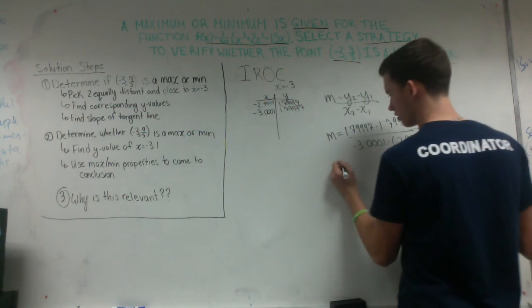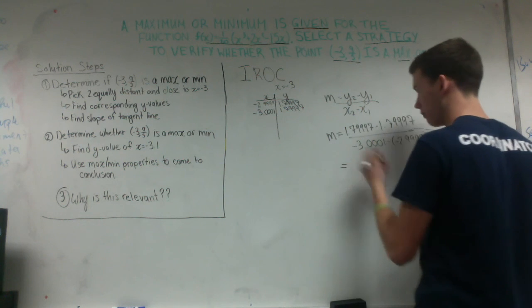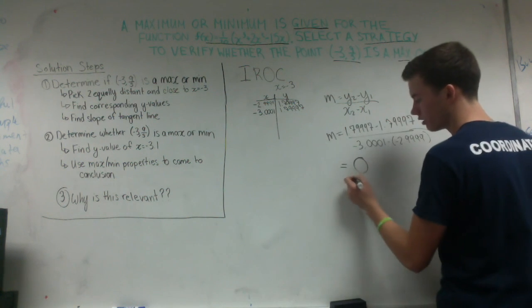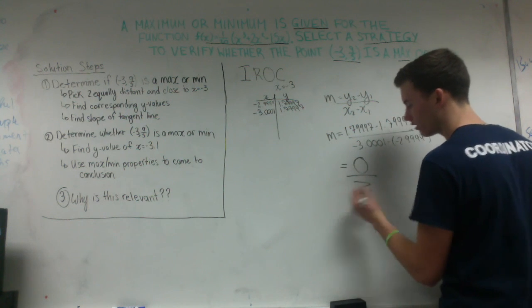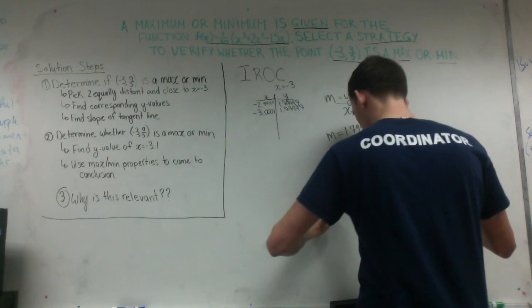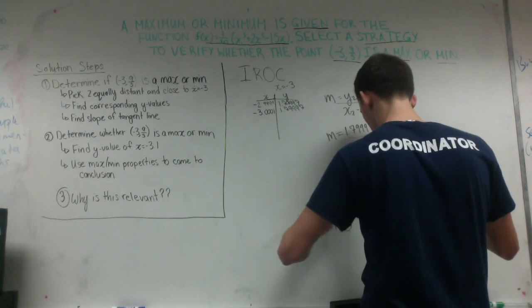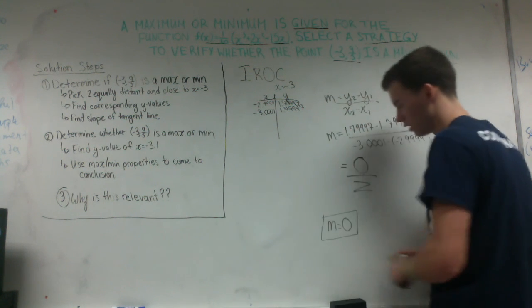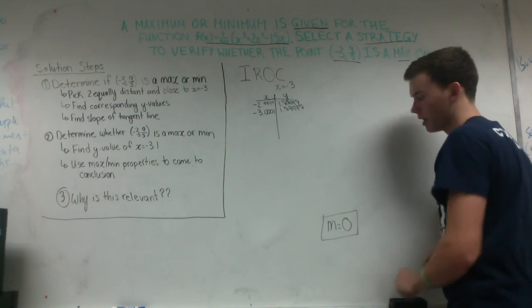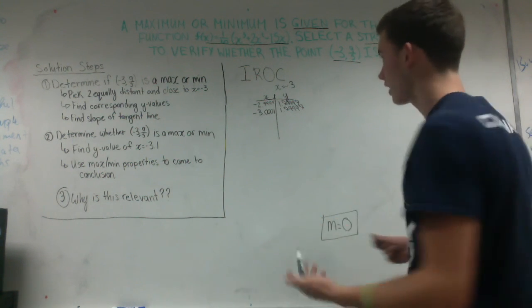So 1.79997 minus itself is going to be 0, right? And we don't even have to calculate the bottom, because 0 over anything is indeed 0. So we know our slope is going to be 0, and so we can conclude that this is a maximum or minimum. Now we want to figure out whether it is a maximum or minimum.